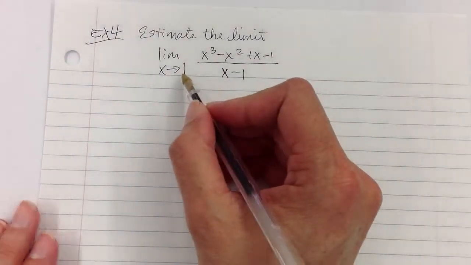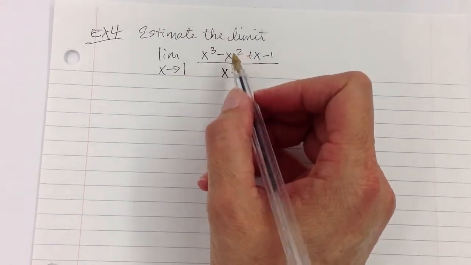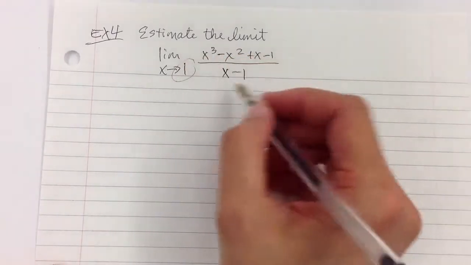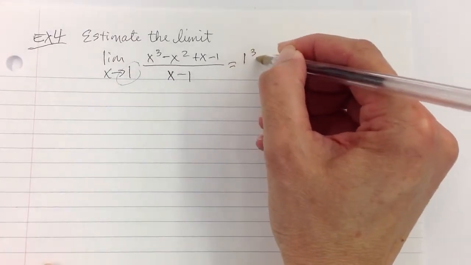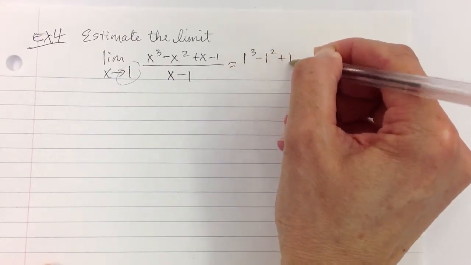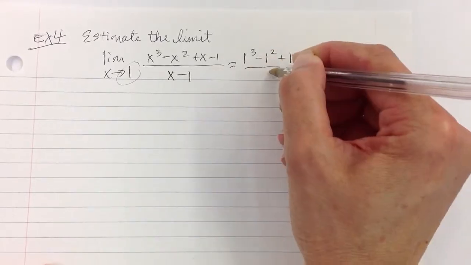So what we do first is see if we can just plug it in and find our limit. So we're going to plug in 1 into all these x's and see what we get. Okay, we're going to get 1 cubed minus 1 squared plus 1 minus 1, all over 1 minus 1.